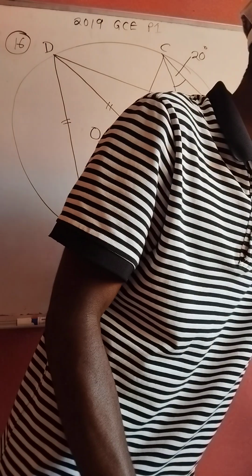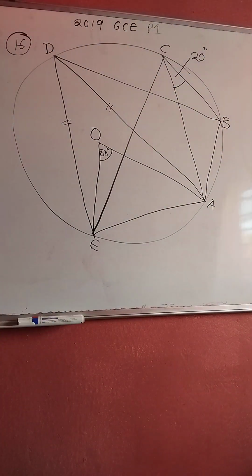So the question reads, question 16, 2019 GCE paper 1. In the diagram below, A, B, C, D, and E are points on the circumference of the circle with center O. So this is the center here. This is the angle 80 degrees.